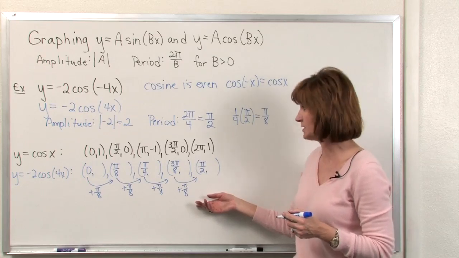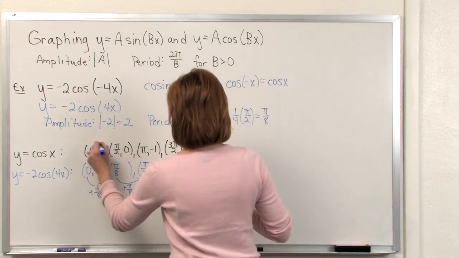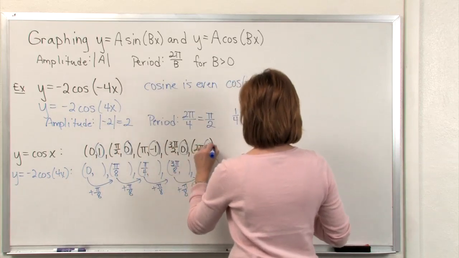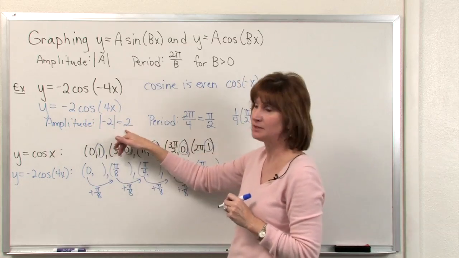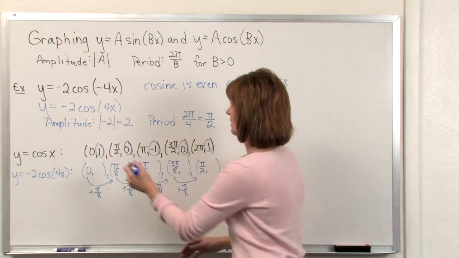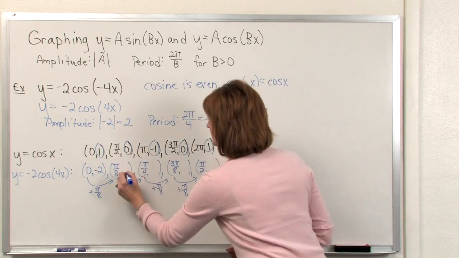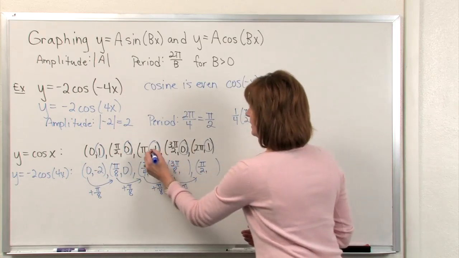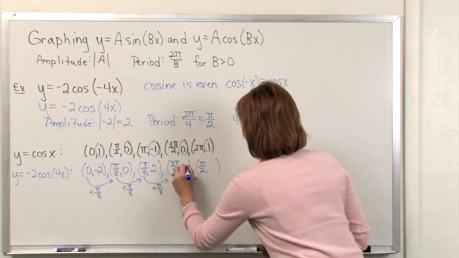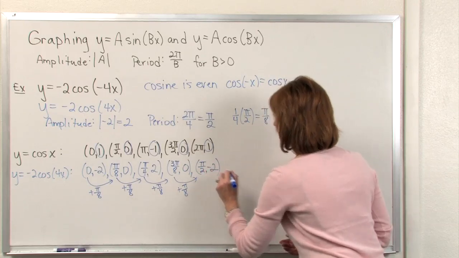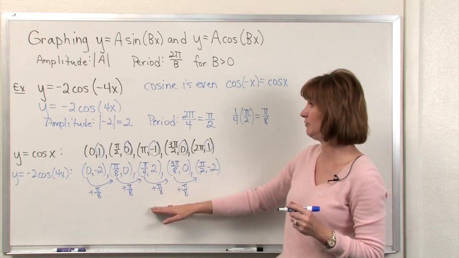How do we get our y-coordinates? Well, we need to multiply each of these y-coordinates by a, which is negative 2. Make sure you don't multiply by 2. It's always a, not the amplitude. So let's see, what is 1 times negative 2? Negative 2. 0 times negative 2 is 0. Negative 1 times negative 2 is a positive 2. 0 times negative 2 is 0, and 1 times negative 2, negative 2. So here are our quarter points for y equal negative 2 cosine 4x.